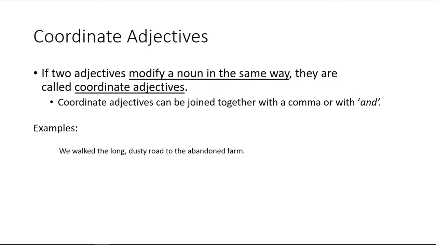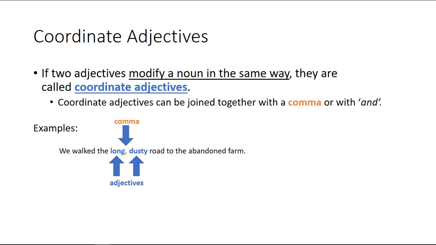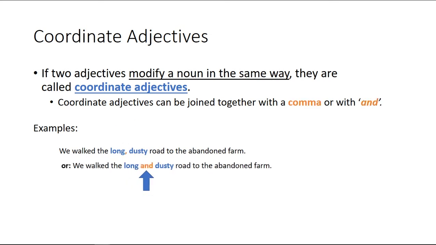We walked the long, dusty road to the abandoned farm. Both of those are going to be coordinate adjectives. How do we separate them? Well, we add a comma in between. We can also, as we said earlier, use the word and. Both work for coordinate adjectives.